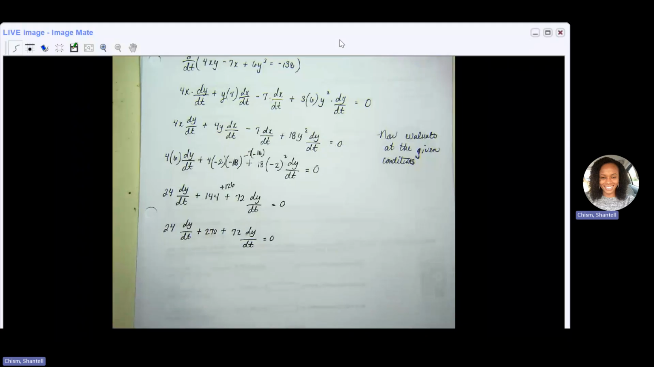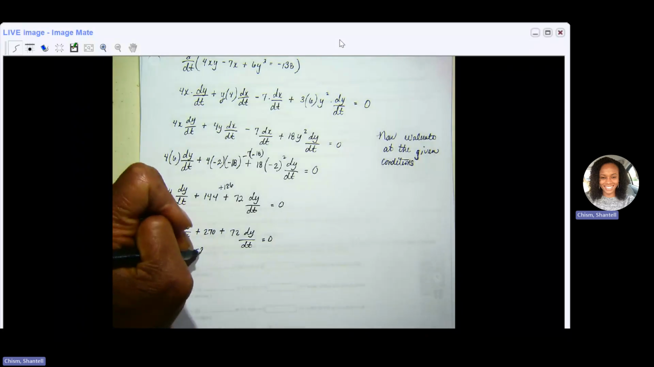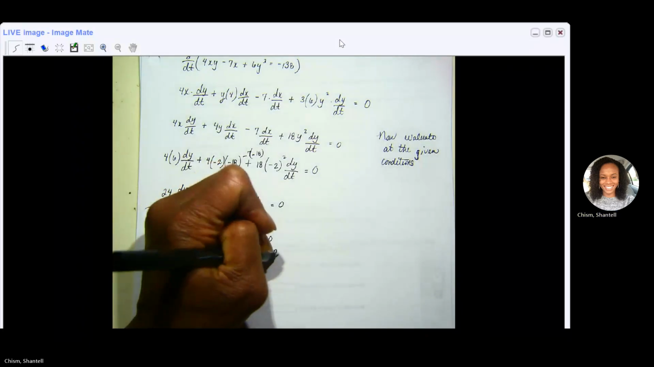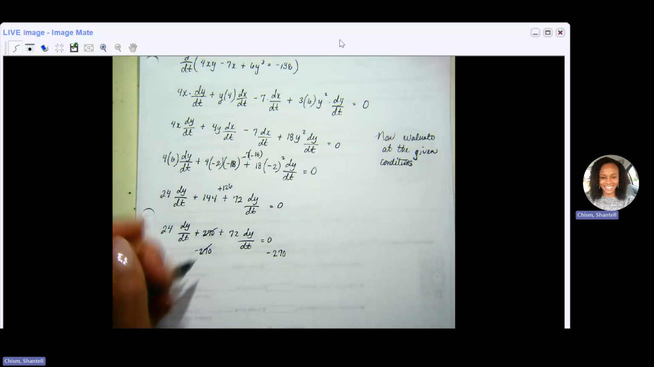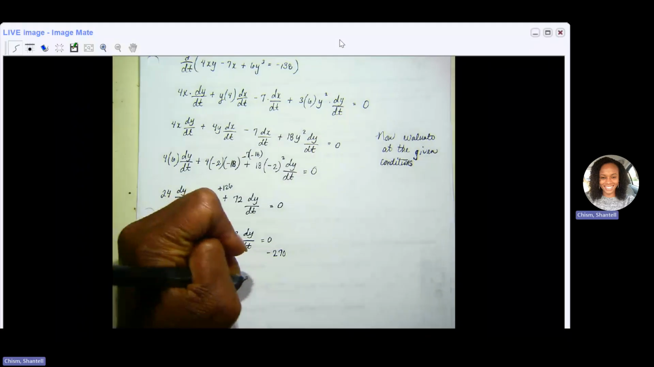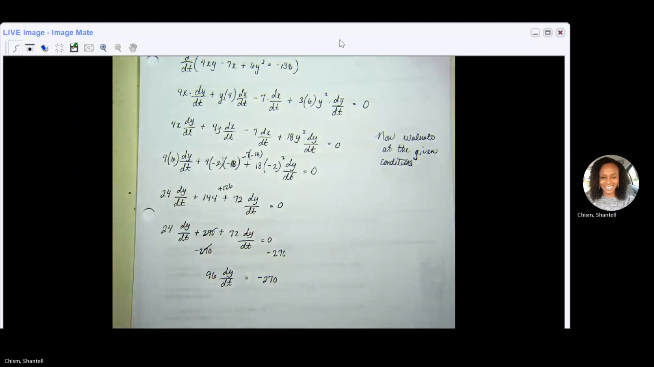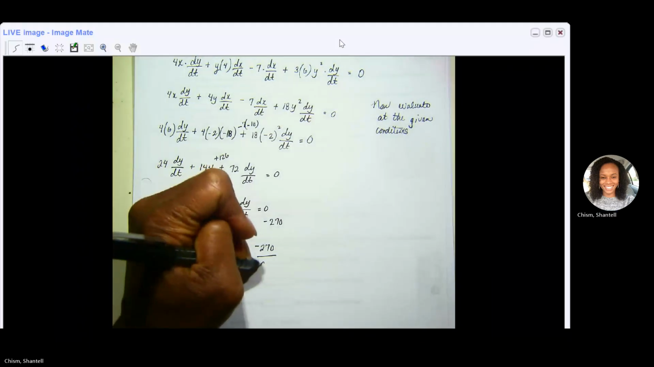So continuing to clean this up a bit, we can go ahead and take the 270 to the other side. So we can say minus 270. And then that gives us 24 dy over dt and 72 dy over dt. So 24 and 72 combine to give us 96 dy over dt. And we've got equal to negative 270. Okay. And then we divide by 96.